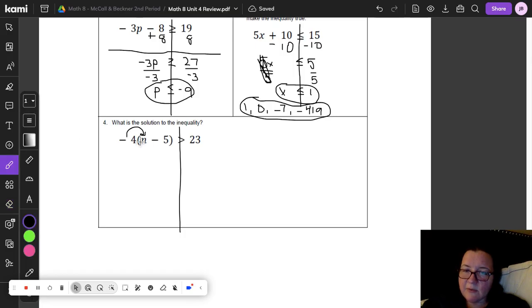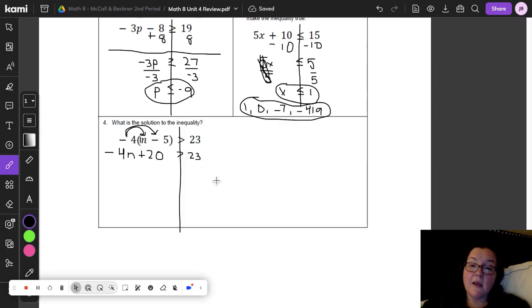We're going to put an invisible 1 here. -4 times 1 equals -4n. And then -4 times -5, or -5 times -4, equals plus 20. The inequality is staying the same, and the other side is staying the same, 23.